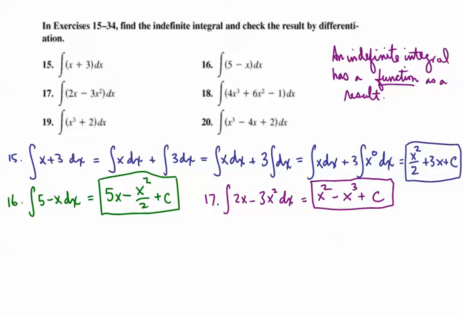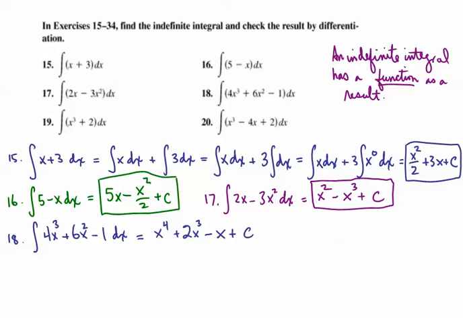Okay then, number 18. We have the integral of 4x cubed plus 6x squared minus 1 dx. So that would be 4x to the 4th power over 4, or simply x to the 4th. 6x to the 3rd over 3, so that will be 2x cubed. Then minus 1 x to the 0 is going to become negative 1 x to the 1st over 1, or just negative x, then the plus c.